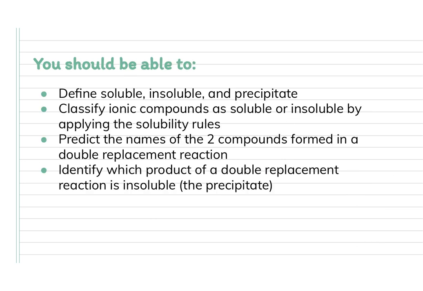So hopefully by this point you understand what each of these three terms means. You can determine whether something is soluble or insoluble by looking at those rules that we saw on slide 3. We can also predict the names of the compounds that are formed and identify which is going to be the insoluble precipitate. So if you have any questions, please let me know.